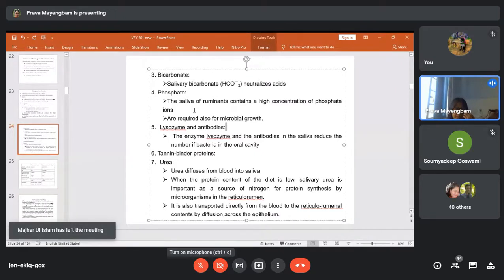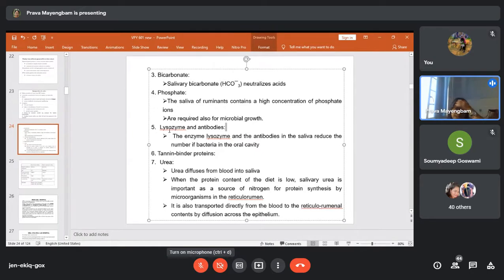In case of the ruminant saliva, the phosphate content is very, very high, and this phosphate is going to be utilized by the microbes. The bacteria, the fungi, the protozoa which are present in the rumen, for their growth, they are going to utilize the phosphates as nutrients.